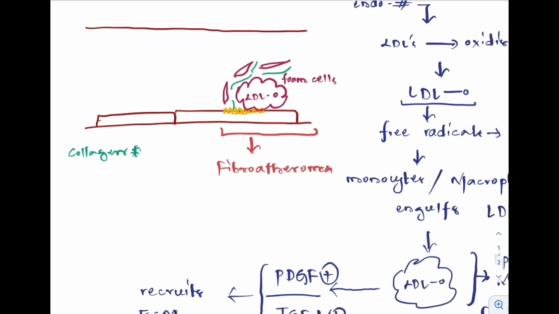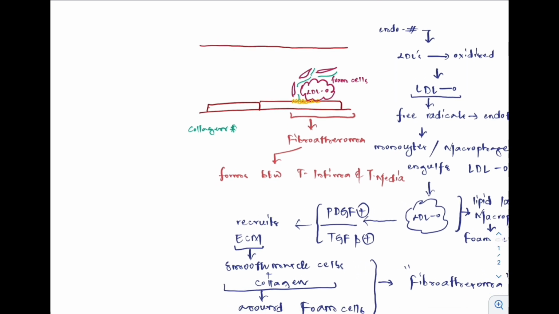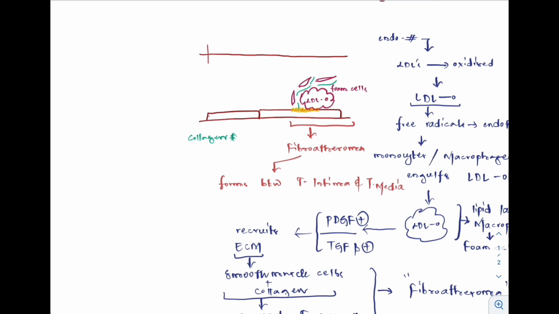A lot of questions ask what is the location. Fibro Atheroma is formed between two layers, and those two layers are tunica intima and tunica media. This is just a transverse section of the blood vessel. Now we will see how it appears in the cross section.